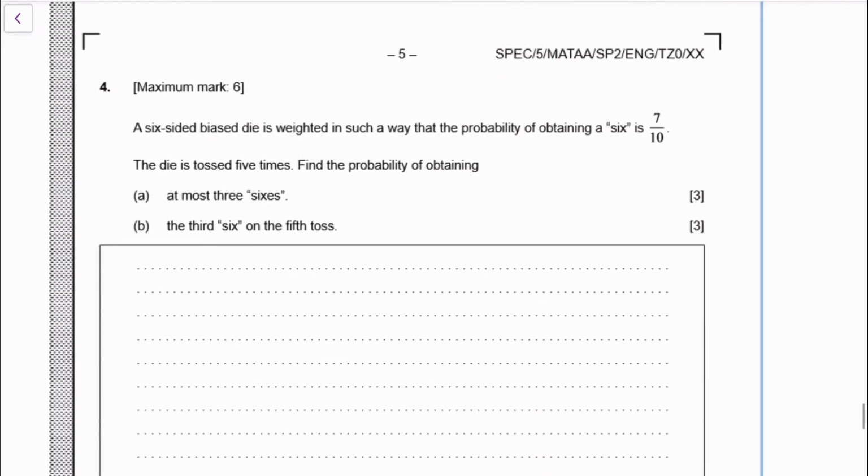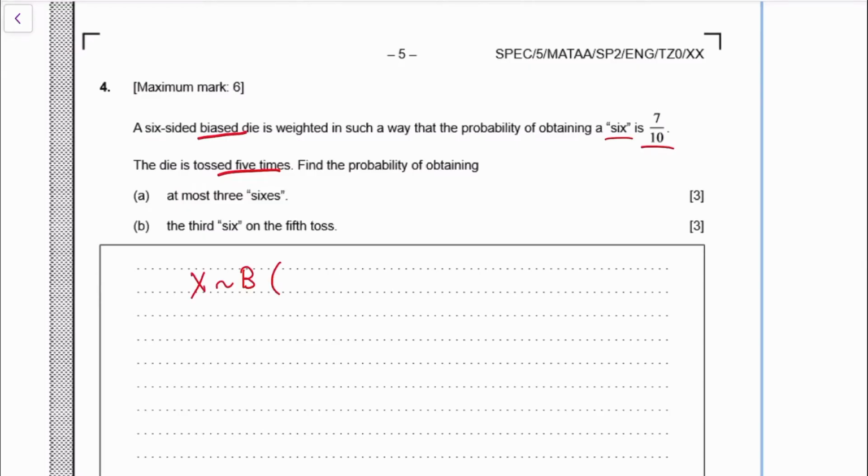Cool. Question 3. Next, question 4. A 6-sided dice, which is not fair. It's a biased dice. Probability of getting a 6 is 7 over 10. Toss it 5 times. Round probability. Okay, this is obviously binomial distribution. Hope it's obvious to you.